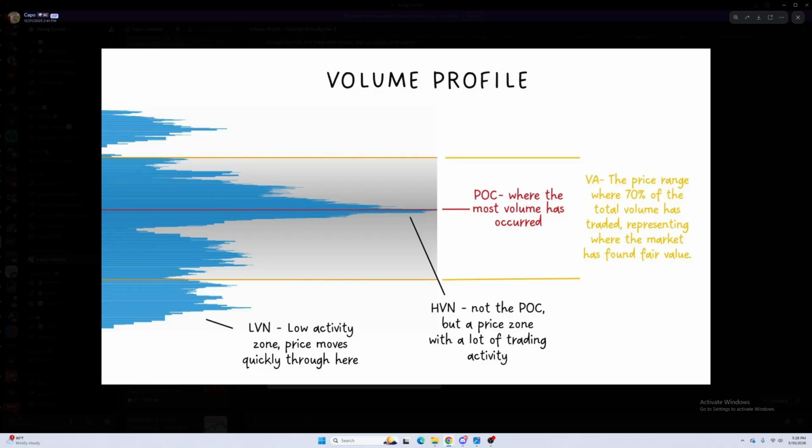Volume profile shows volume by price, pretty much meaning that it shows where the market is in agreement and where rejection is, right? So we have a couple different things we need to understand. First things first, point of control, POC.